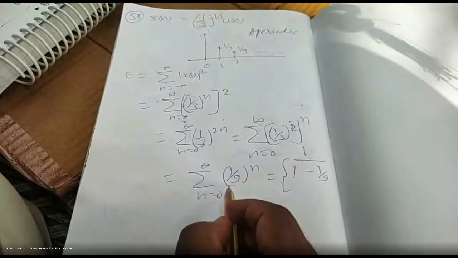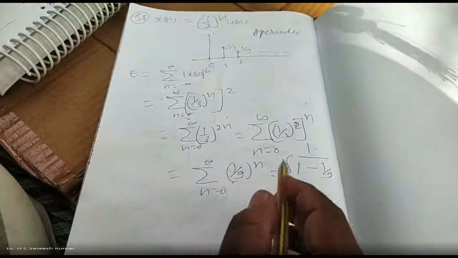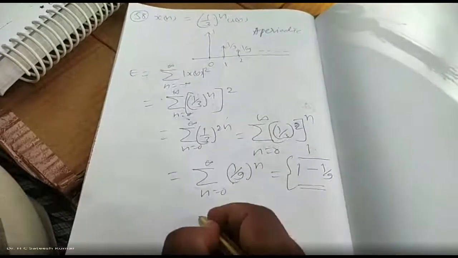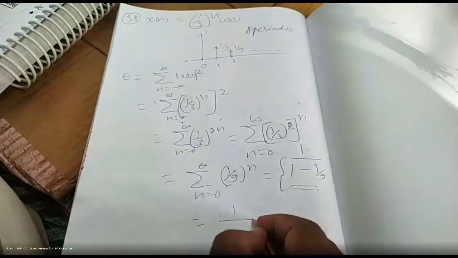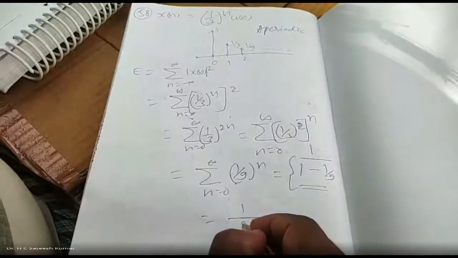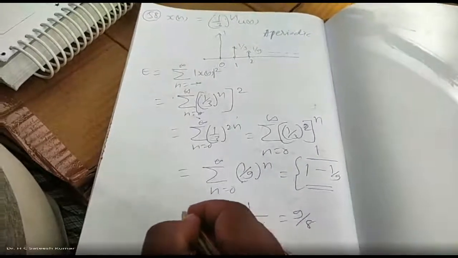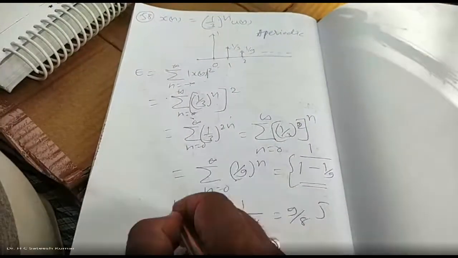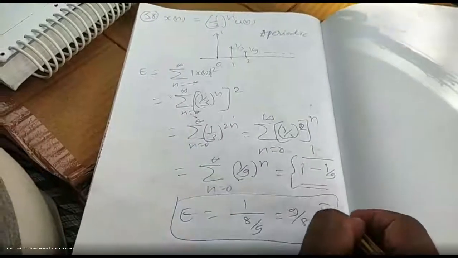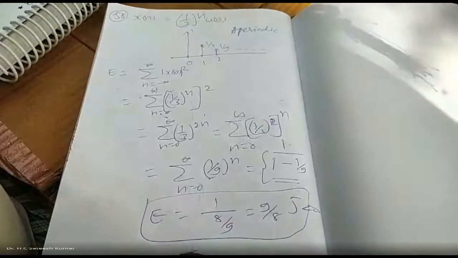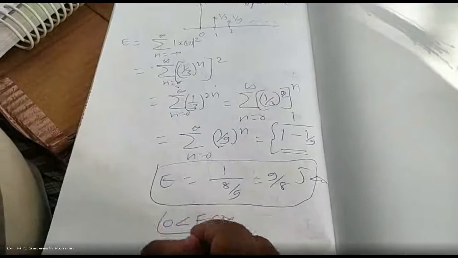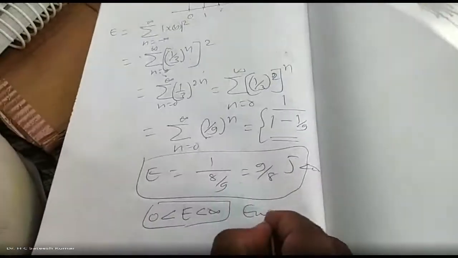See, the value is less than 1 now. 1 by 9 is less than 1. Therefore, this is the only value you will get. Therefore, 1 divided by 8 by 9, which is equal to 9 by 8. Energy is equal to 9 by 8 joules. Therefore, it is a finite value less than infinity. Therefore, energy lies between 0 and infinity. It's called an energy signal.